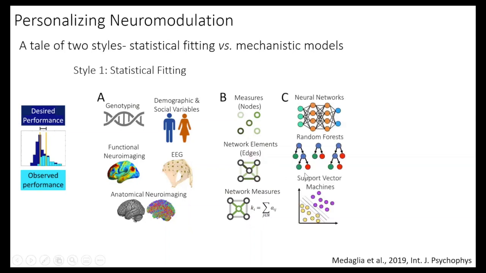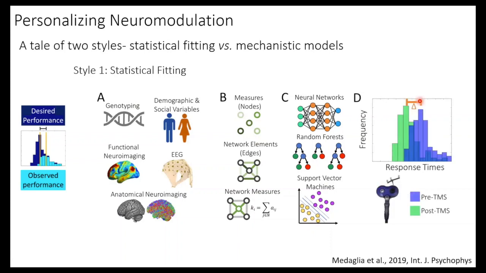And that can often look like people taking neural network models, random forests, support vector machines, and so on. Ultimately, we're trying to predict the delta from where I was before neuromodulation to where I was afterward. And we might be able to make some conclusions about these associations and how they come together to drive those outcomes. So that's what we'll call statistical fitting.